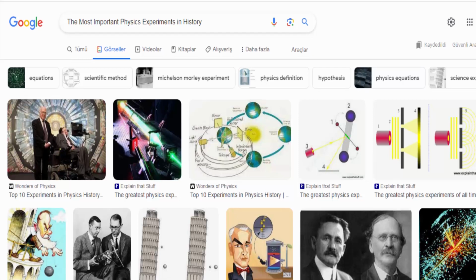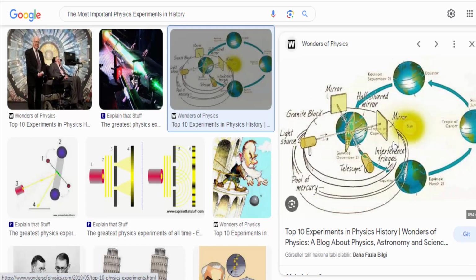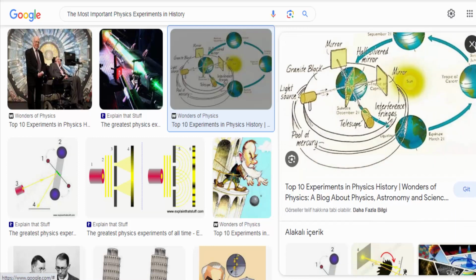There have been numerous important physics experiments throughout history that have significantly shaped our understanding of the universe. Here are some of the most notable ones.